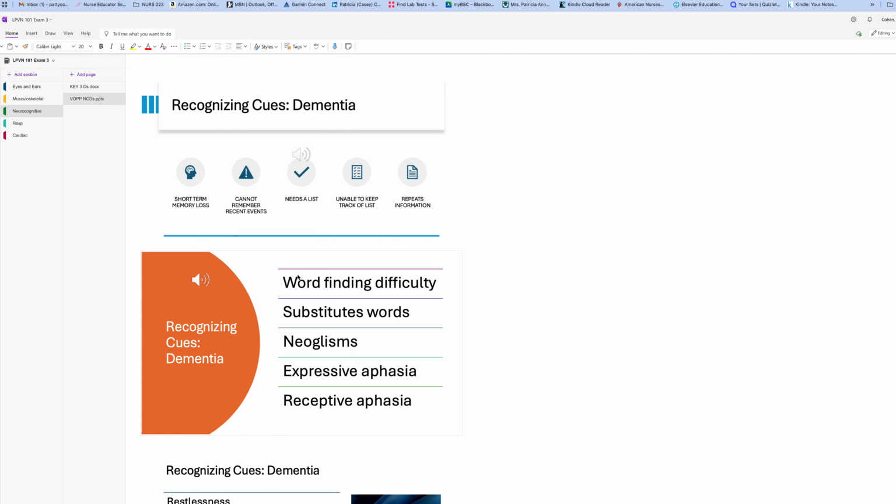Some of the cues to dementia could be word finding difficulty. It could be they substitute words for something, so they make up neologisms. They make up their own words. That means making up your own words.